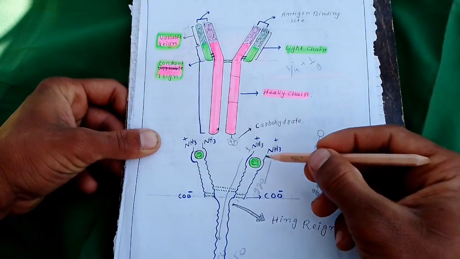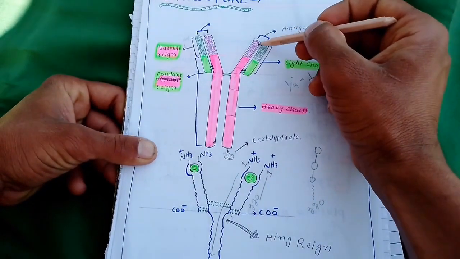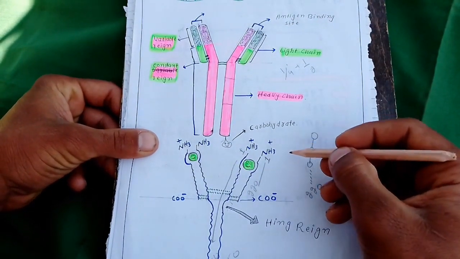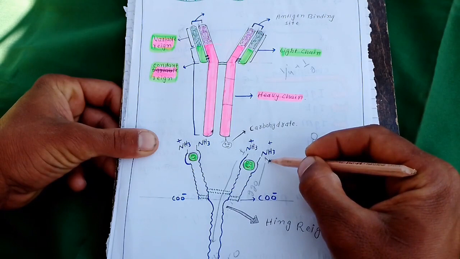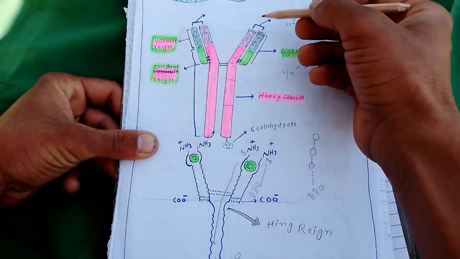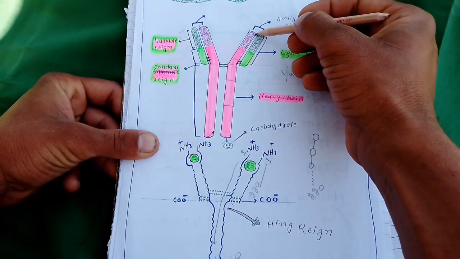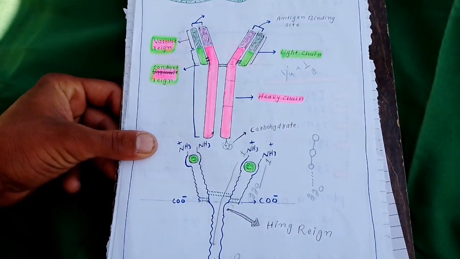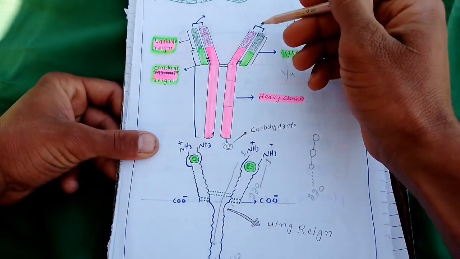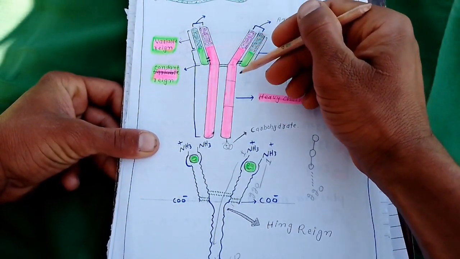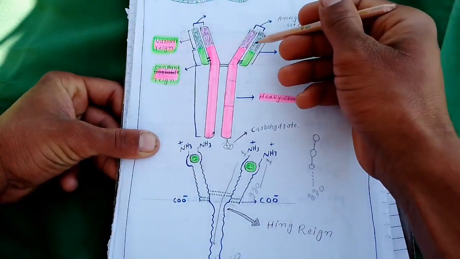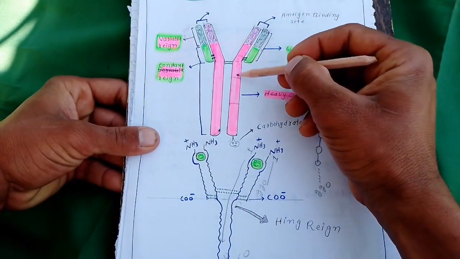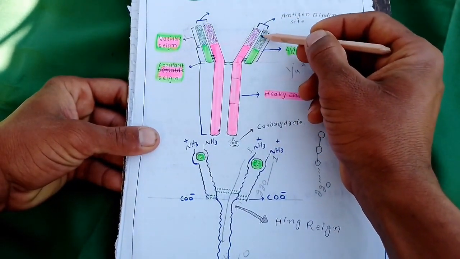So on the light chain, this is the variable region. The variable region consists of the amino terminal of the amino acid number 1 of the light chain and the amino terminal of the amino acid number 1 of the heavy chain. What is meant by the variable region? The variable region consists of one half of the light chain and one fourth of the heavy chain, at the amino terminal.